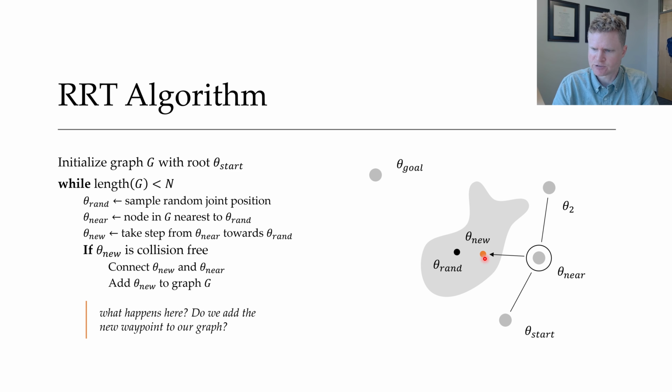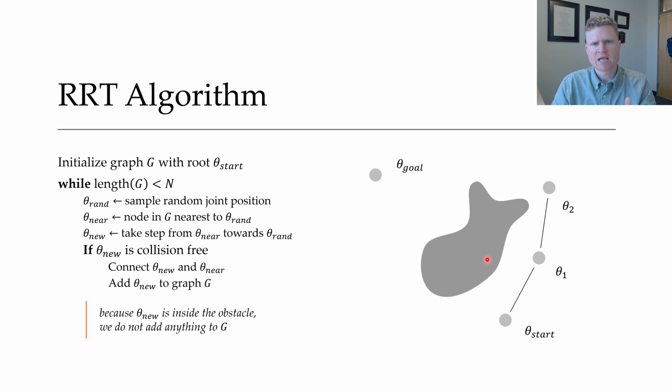I've sampled a random position. I found the nearest node in my graph. It's this one right here. I move towards that randomly sampled joint position. I call that theta new. And this one isn't going to work. It's in collision with the obstacle. And so all I do is I just skip it over and I try again. So I won't include that in my graph. And I'm going to restart this and sample another random joint position.